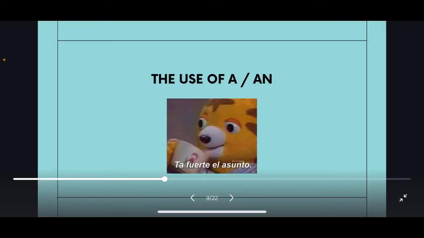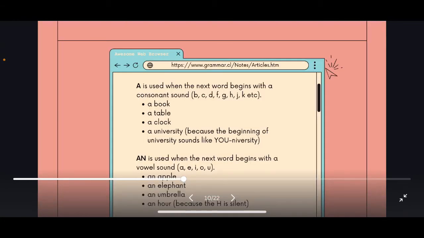So, we're going to learn about the use of a and an. And this is a really easy topic, because a is used when the next word begins with a consonant sound, like B, C, D, F, G, H, J, K, etc. Here are some examples: a book, a table, a clock, a university. In this case, it's because the beginning of university sounds like U, okay? So that's why we use a instead of an.